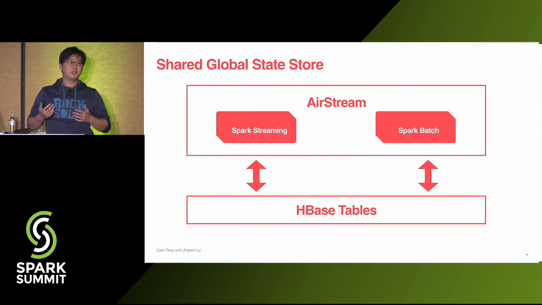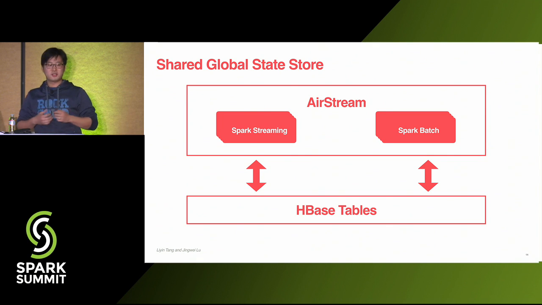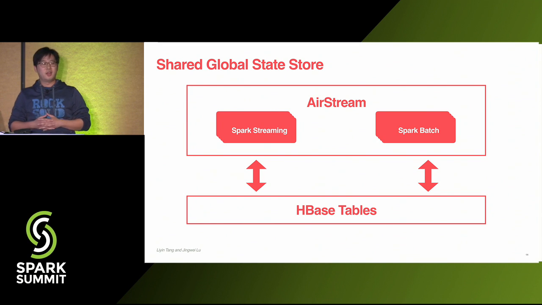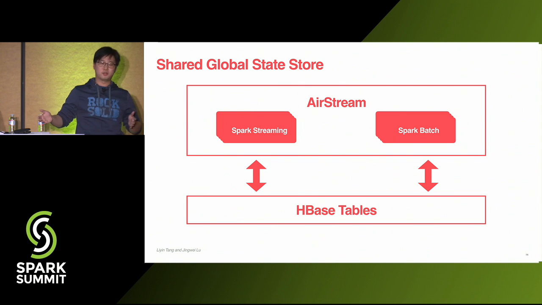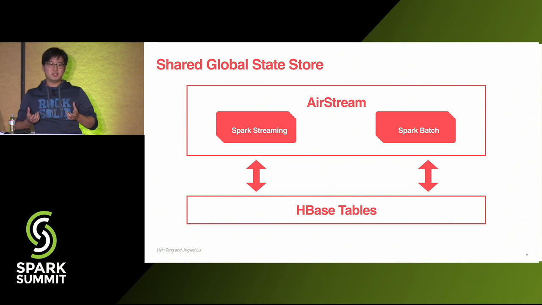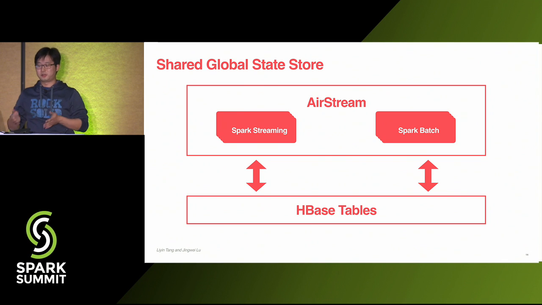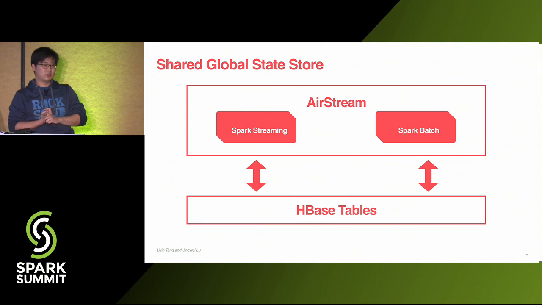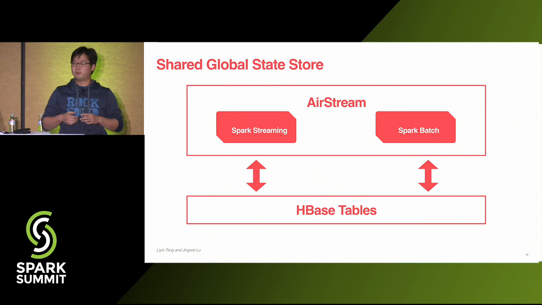There are multiple reasons we need a shared storage. The first, there's stateless and stateful Spark streaming processing. And for the stateful processing, oftentimes we need to share the state across multiple jobs. So this state is not just unique or local to one particular job. It needs to be global, accessible by multiple jobs. Another reason is we need a shared state store to merge the results of the batch job and the streaming job together before it can be presented to the end users.